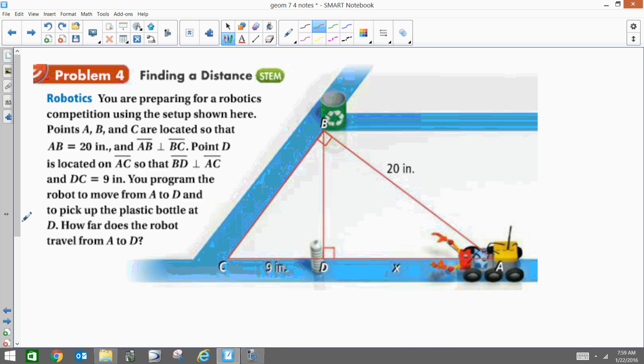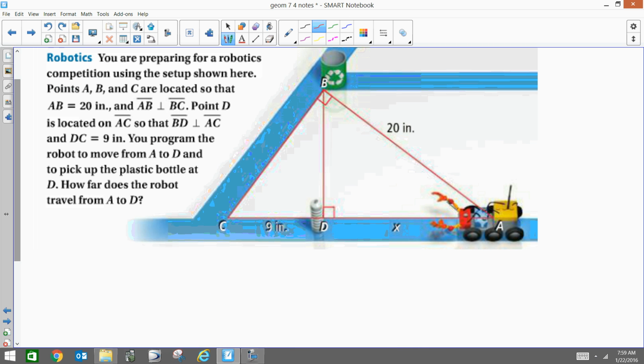All right, one more word problem. I'll go ahead and read that. You are preparing for a robotics competition. Points A, B, and C. Here's A, here's B, here's C. They are located so that AB equals 20. AB is perpendicular, so we have that original right triangle set up. Point D is set up so that you have another perpendicular here. So this is that same look from this section, and DC is 9. You program the robot to move from A to D and pick up the plastic bottle. How far does the robot travel?